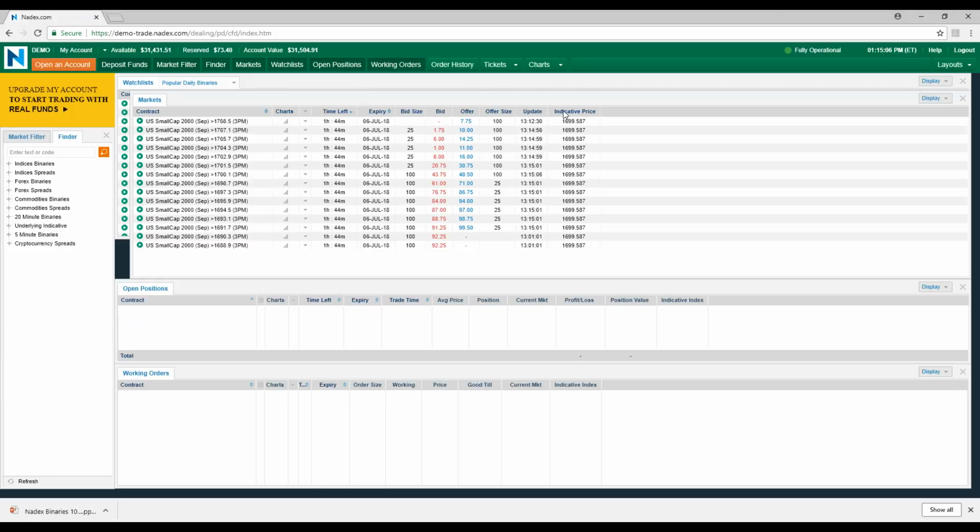Okay, this shows you the last update, and this is the indicative price. This is the Nadex indicative, the underlying market price. This indicative price right here is what determines at expiration whether a binary expires in the money or out of the money, profitable or not profitable. This is where the current market is, and it's based on the Nadex indicative price, which takes an average. We'll talk about that a little bit later.